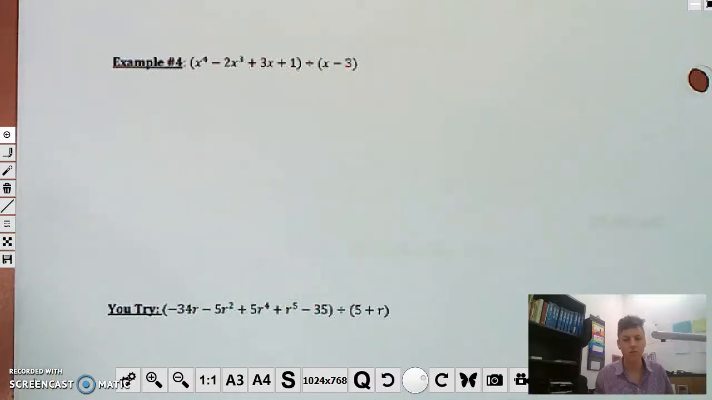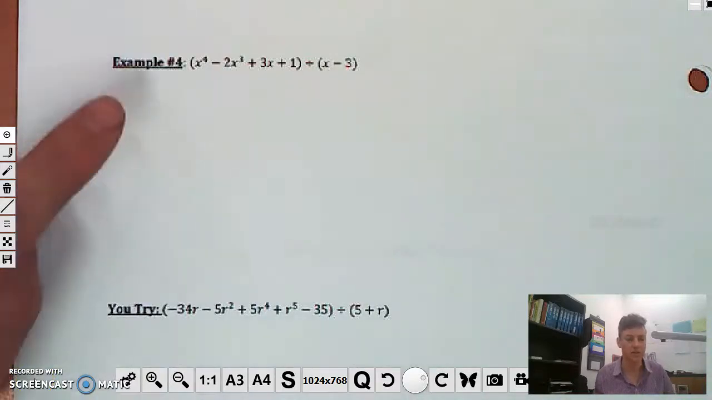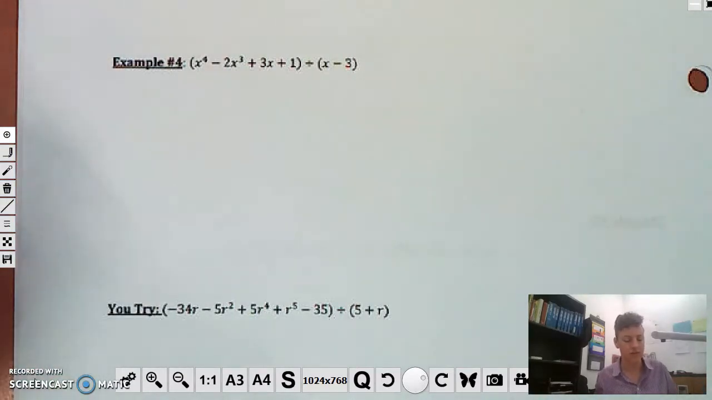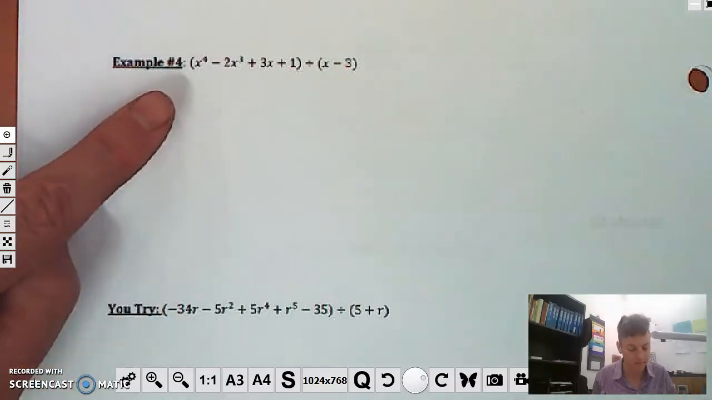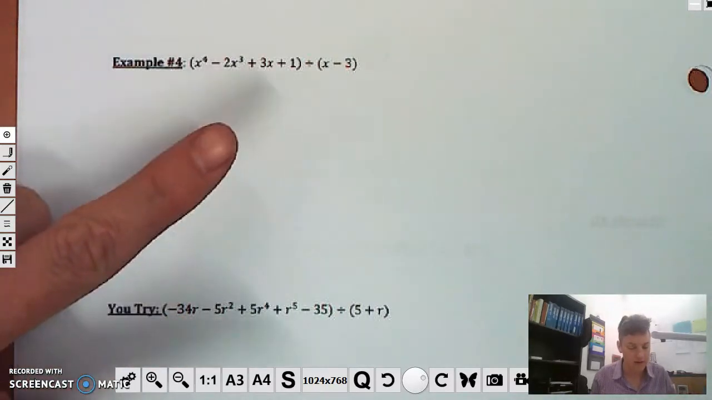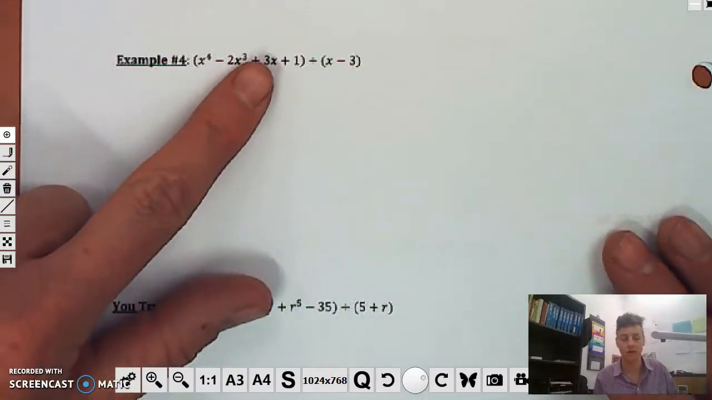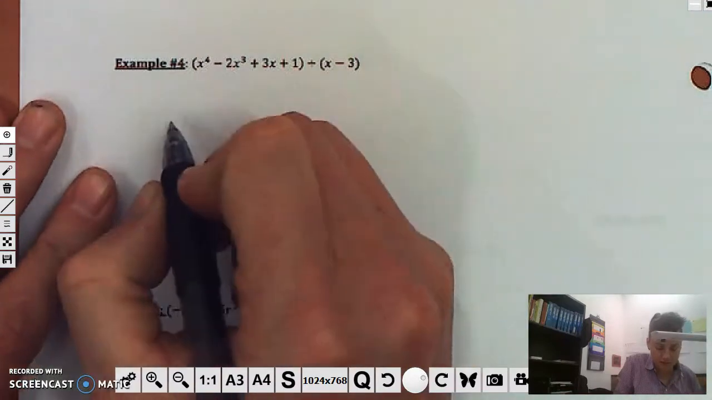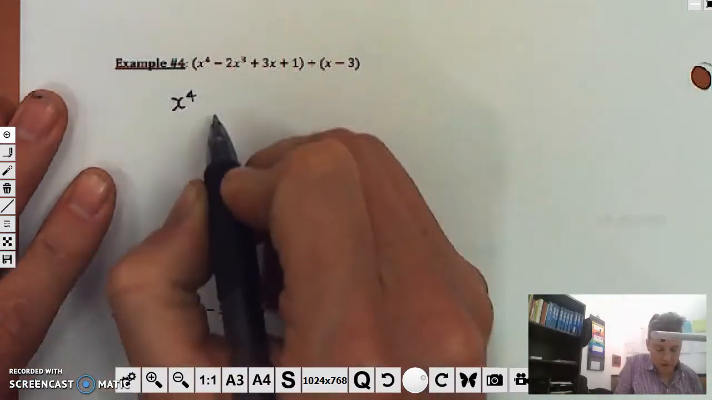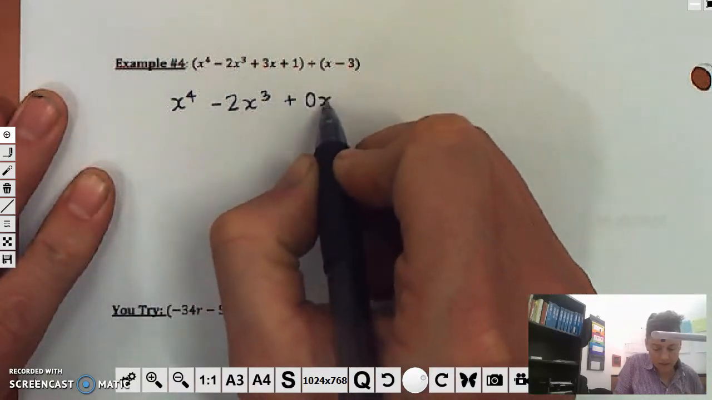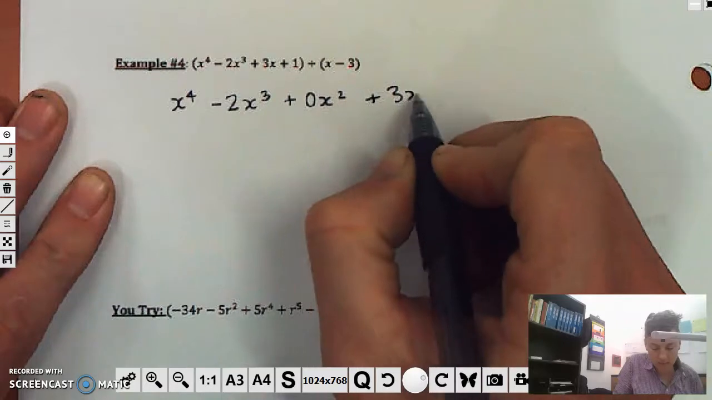All right, so let's do some more synthetic division. Cool. Example number 4, we're doing x to the 4th minus 2x cubed plus 3x plus 1 divided by x minus 3. Is this in standard form? Yes. Are we missing some terms? Yes. We do not have an x squared term, so let's write this all out. X to the 4th minus 2x cubed plus 0x squared plus 3x plus 1.